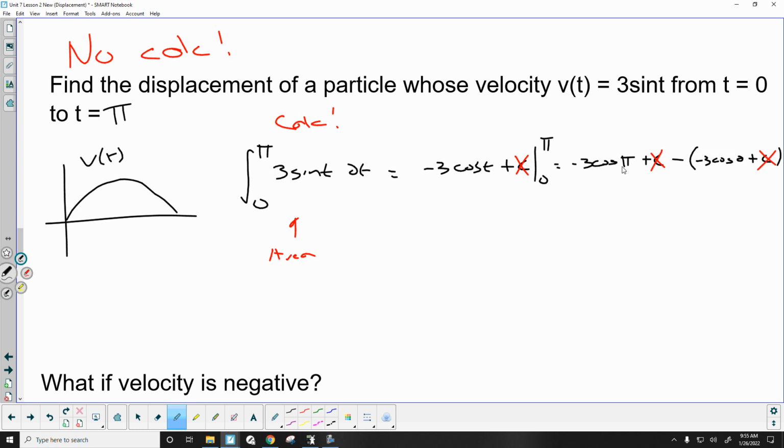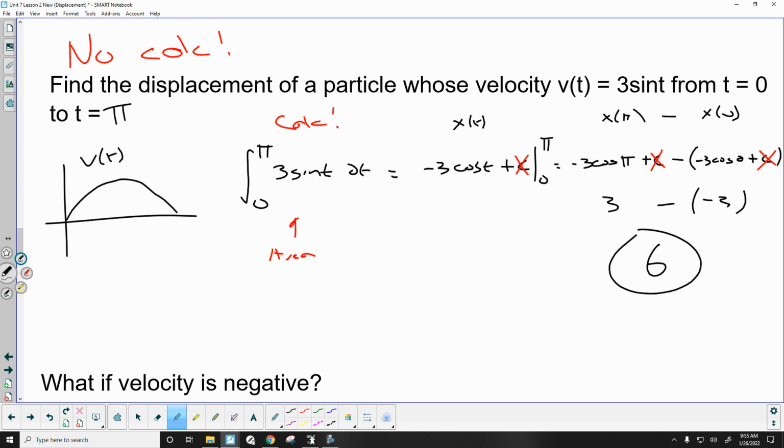Cosine of pi is -1 times 3 is +3. Cosine of 0 is 1 times -3 is -3. Here's x of t, here's x of pi minus x of 0. You get 6. We just did that by hand.